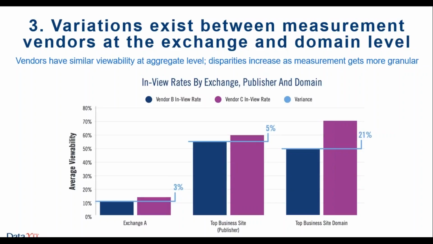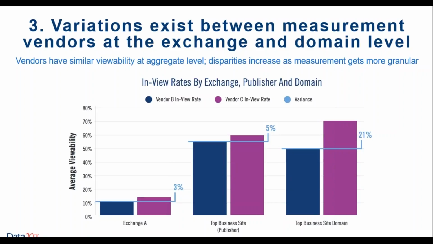And the more granular your level of measurement is, the higher the difference you'll see in the measured in-view rates by vendor. So when you look on the left side here at the campaign results aggregated at a high level, in this instance, looking at an inventory exchange in aggregate and all of the impressions for that inventory exchange, you'll see that the rates are different, but only by a few percentage points, 3% here to be exact.